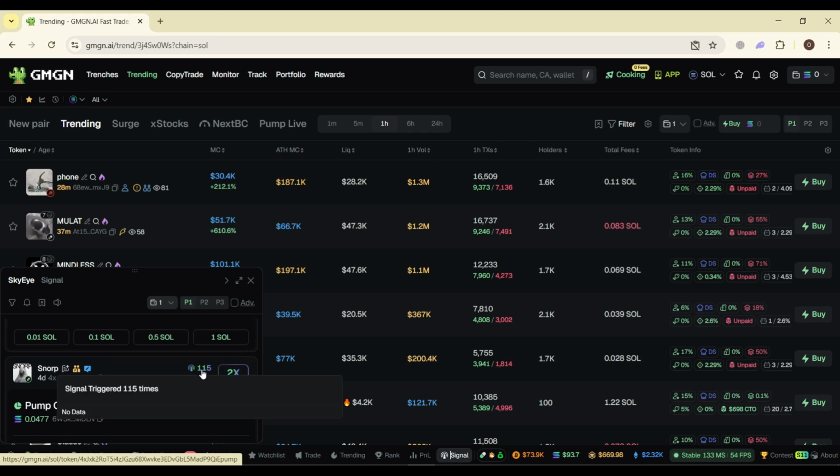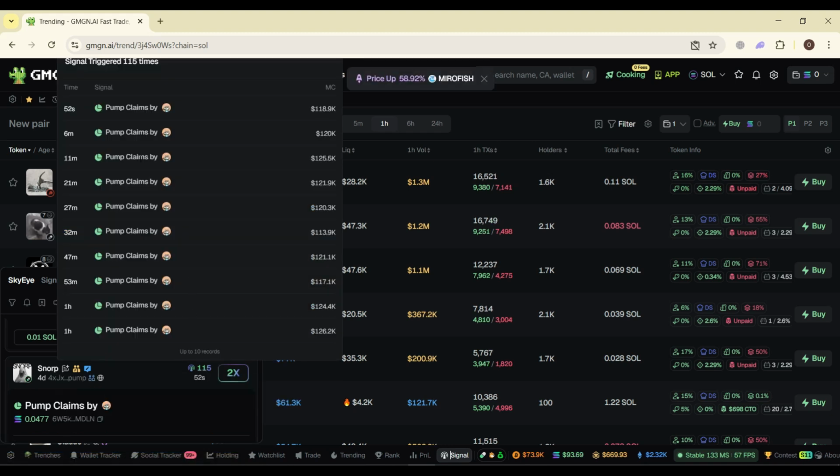Okay, let me show you. This is the score here, and as you can see, these are the transaction sums, and the signal triggered 1015 times. Okay, so why is the score trending up over time? That can show increasing interest.